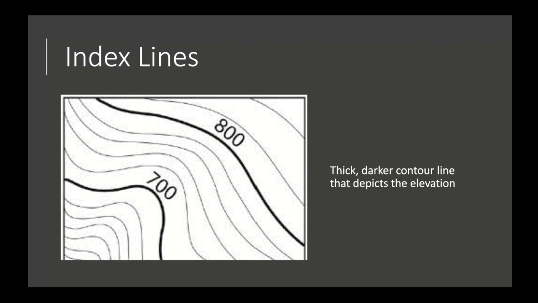The next index line is going to be an 800. But then there's those thinner contour lines sandwiched in between those index lines. So again, index lines are going to be those thicker, darker lines, and they'll have the elevation depicted on them as well.